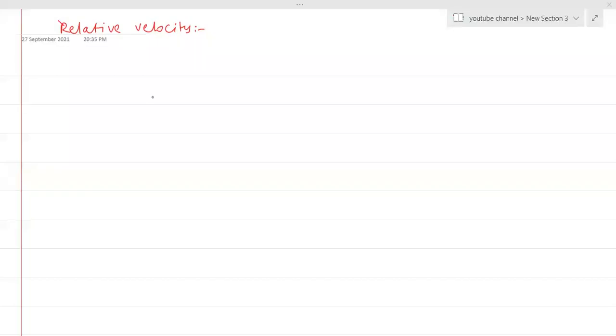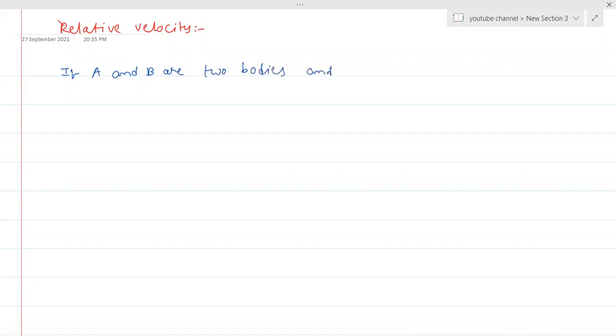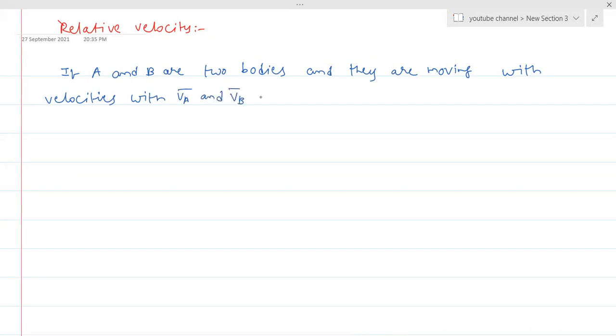So, relative velocity. For example, if A and B are two bodies, and they are moving with velocities va bar and vb bar respectively.